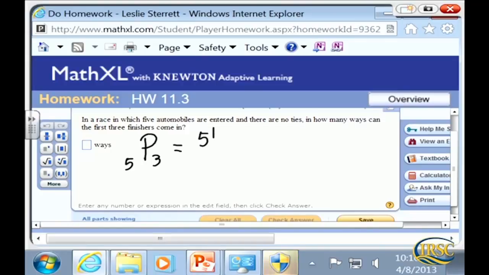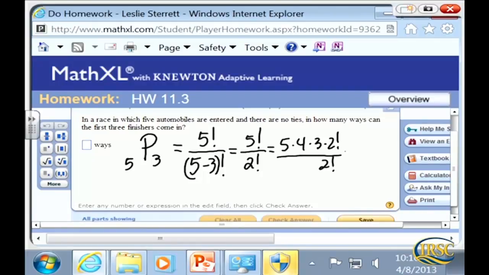Okay, so we have 5 factorial over 5 minus 3 in parentheses factorial, and we stop. We don't do that extra 3 factorial. That's the difference between a permutation and a combination. So what is 5 minus 3? 2. So you have 5 factorial over 2 factorial. So 5, 4, 3, 2, and we can stop. So we have 5 times 4 is 20, times 3 is 60. So our answer is there are 60 different ways we can have the first 3 finishers come in.